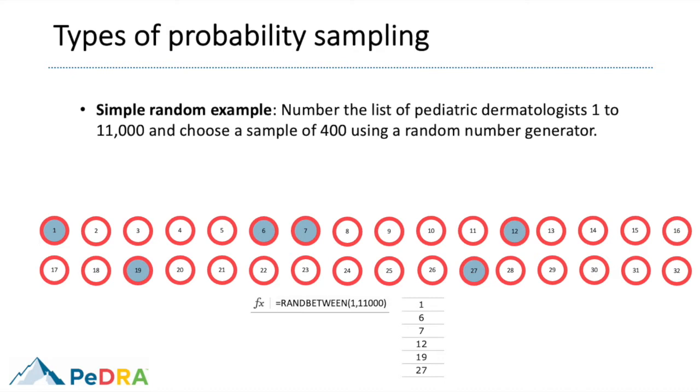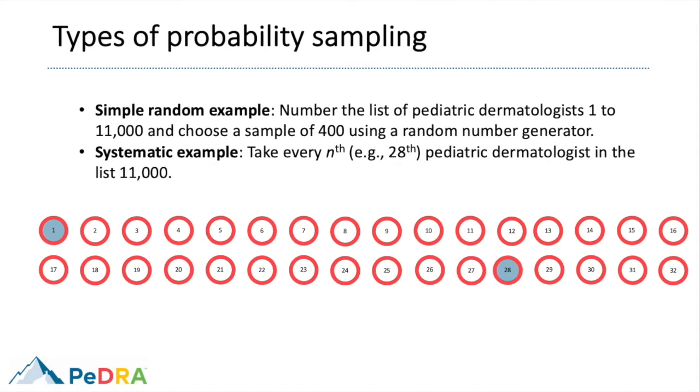You could number that list and then use a random number generator to determine which of those 400 you select for your sample. In the next example, this is a systematic approach. So instead of using a random number generator, you take every nth pediatric dermatologist. For example, you take every 28th dermatologist in the list for your sample.